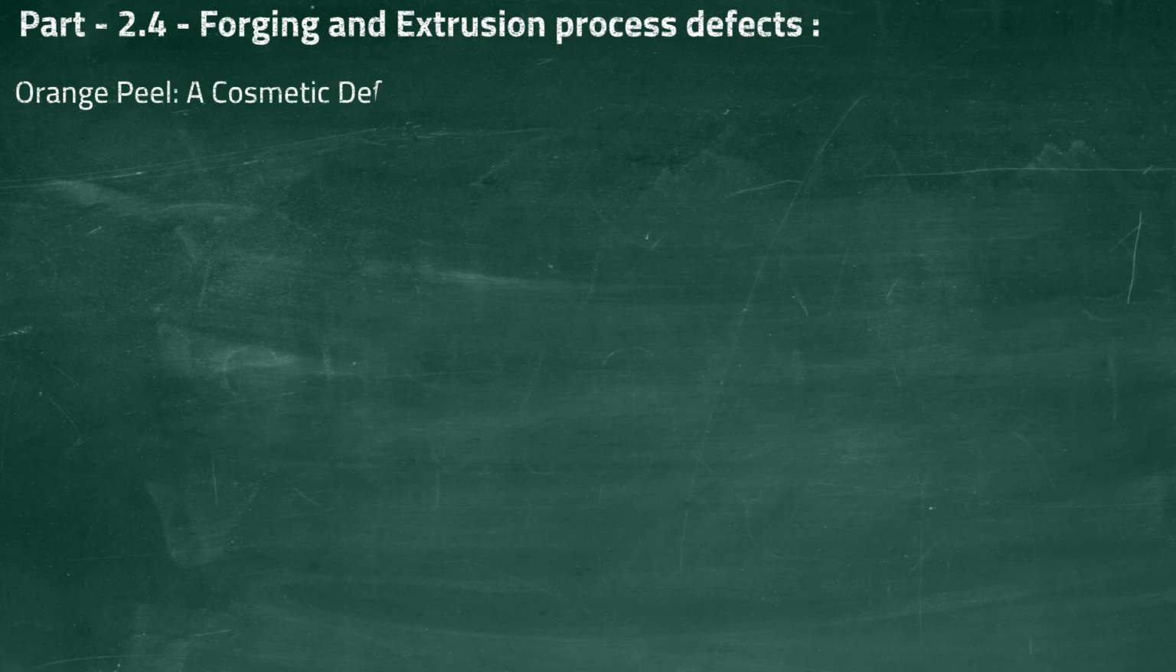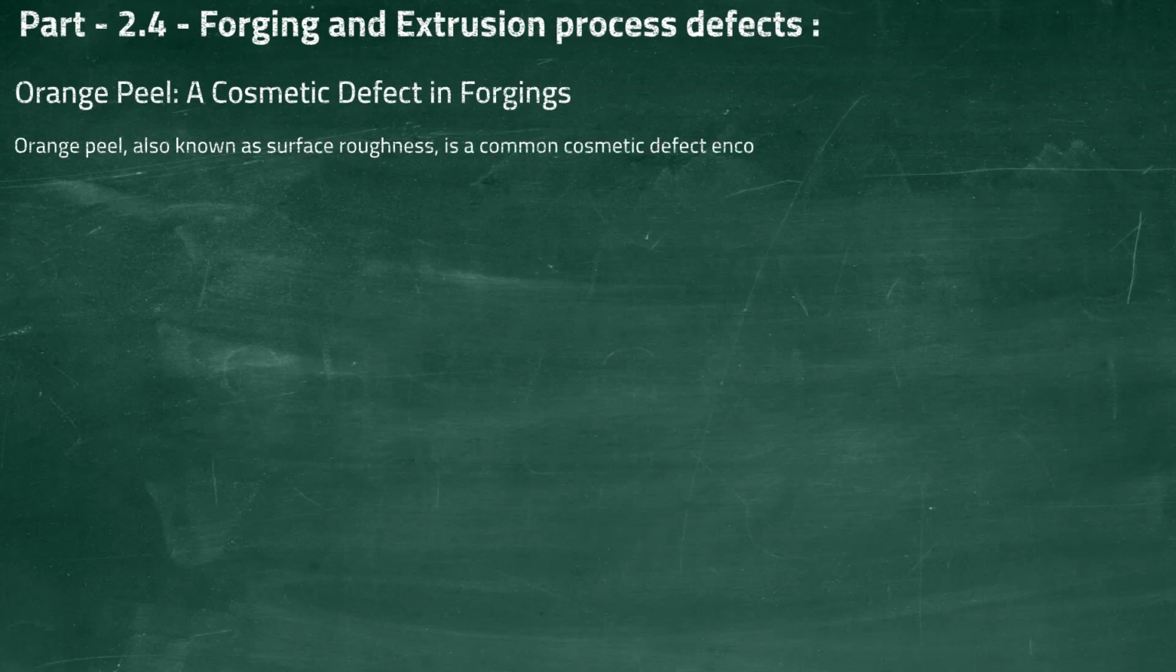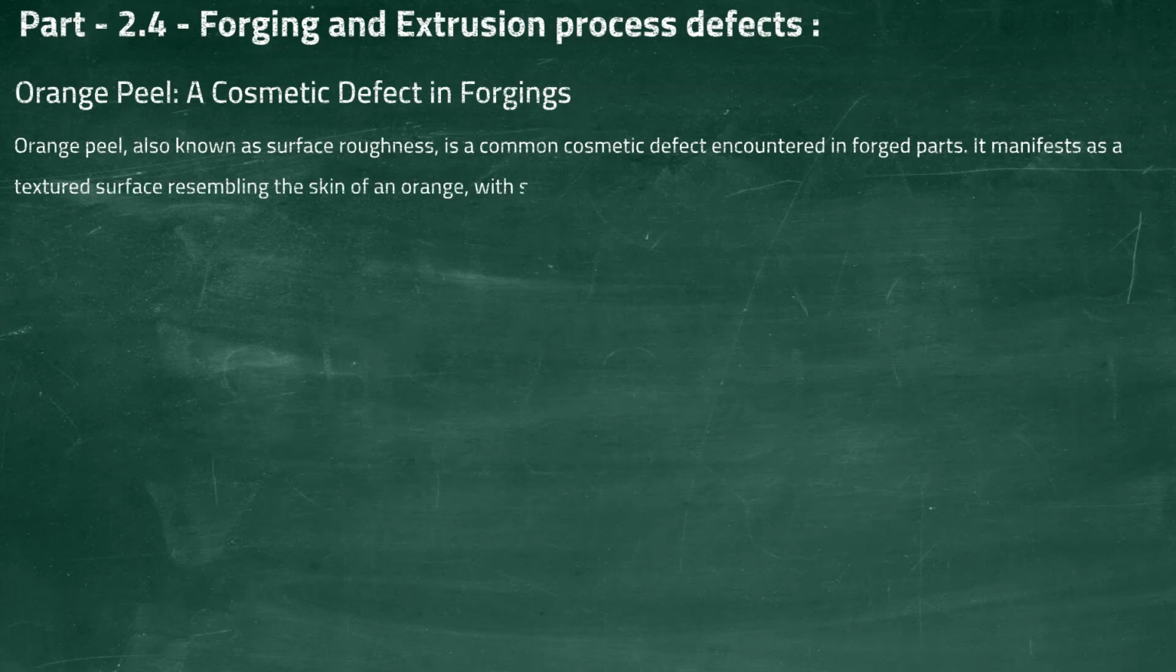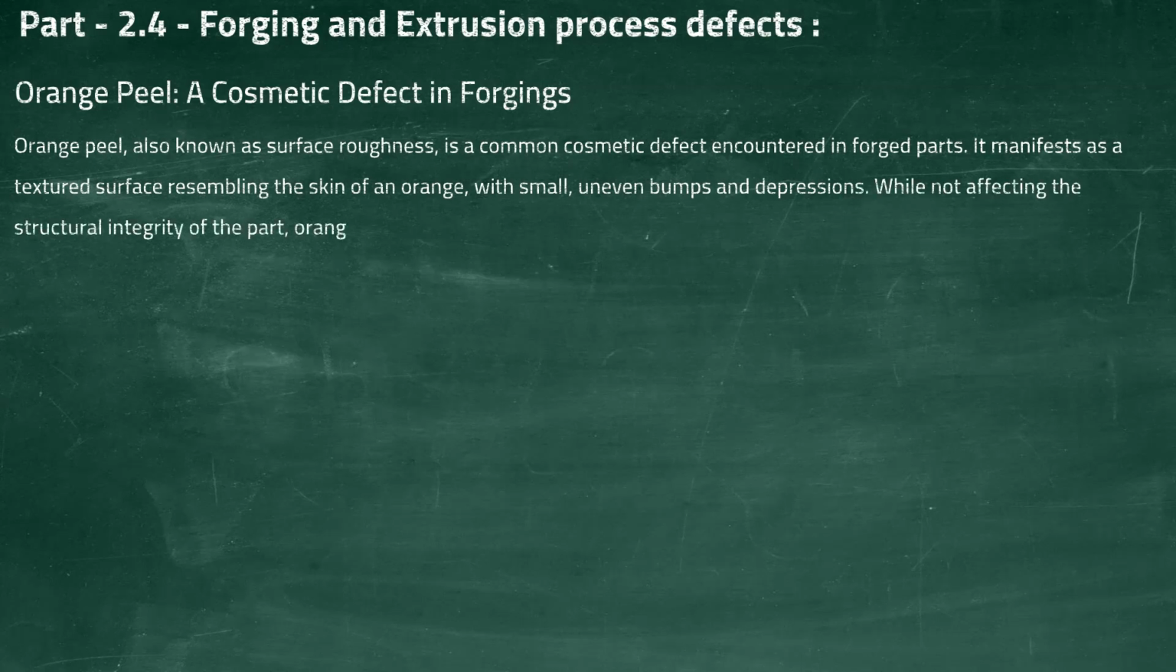Orange peel, a cosmetic defect in forgings. Orange peel, also known as surface roughness, is a common cosmetic defect encountered in forged parts. It manifests as a textured surface resembling the skin of an orange, with small, uneven bumps and depressions. While not affecting the structural integrity of the part, orange peel can impact its aesthetic appearance and marketability.